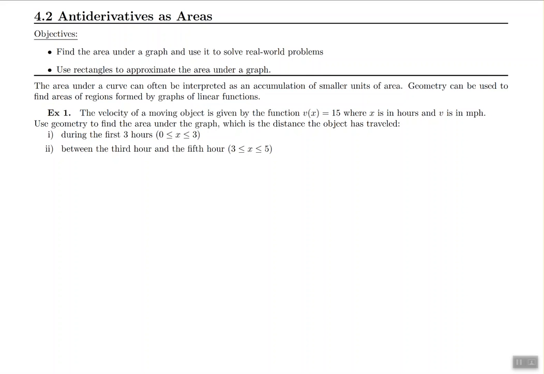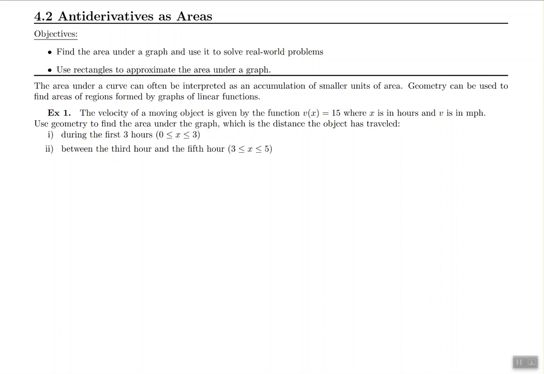Section 4.2 is titled Antiderivatives as Areas. In this section, we will look at how antiderivatives and areas are connected. Turns out that antiderivatives are really useful at finding areas underneath curves. So in example number 1, we're going to look at a basic situation where we use the graph to find the area underneath a curve.